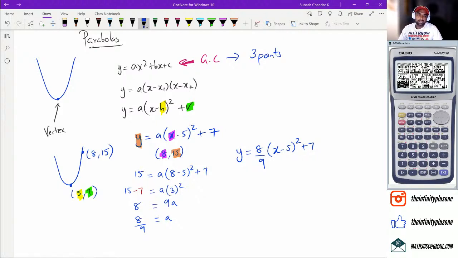The a value basically just makes the parabola go skinnier or wider. And if it goes negative, then it's going to be upside down.